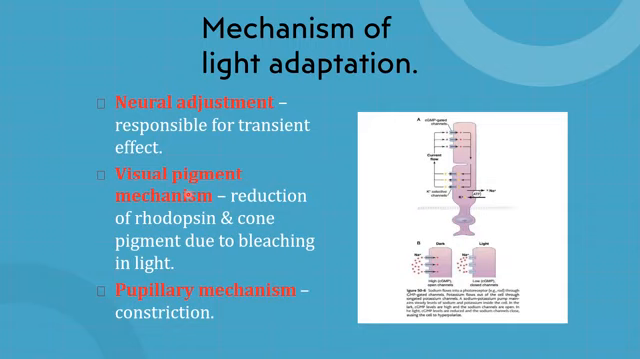In the visual pigment mechanism, there will be reduction of rhodopsin and cone pigment due to bleaching in the light. The rhodopsin is converted to all-trans retinal and opsin. So rod responsiveness decreases and rhodopsin becomes less available. As the rods fail to respond further to bright light, cones come into play. So with increasing light intensity, rods become deactivated and cones get stimulated. And there will be pupillary constriction.